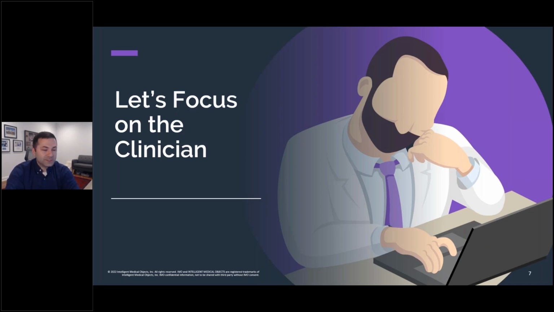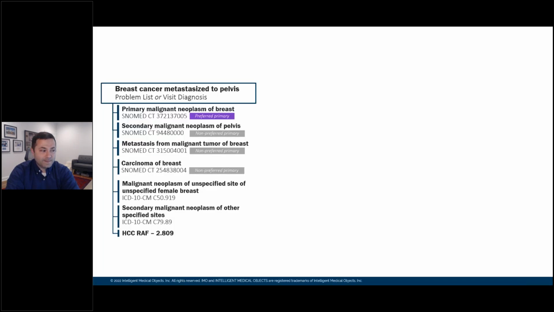So let's maybe focus on some of that telephone game here specifically. To any radiation or medical oncologist, breast cancer metastasized to pelvis could be documented on a problem list or on a visit diagnosis. And for those of you that live in the coding language and in the coding world, to represent this kind of complex clinical condition, you need to represent that with 4 SNOMED codes and 2 ICD-10 codes today. That can change tomorrow.